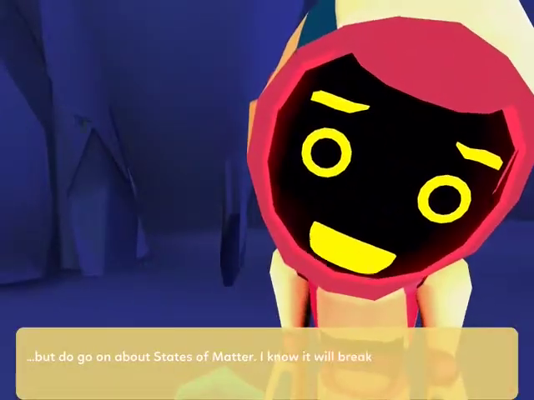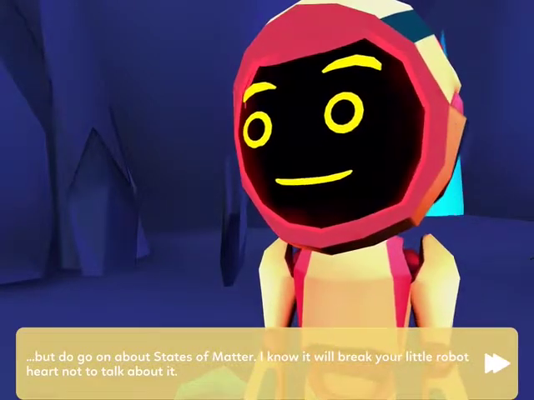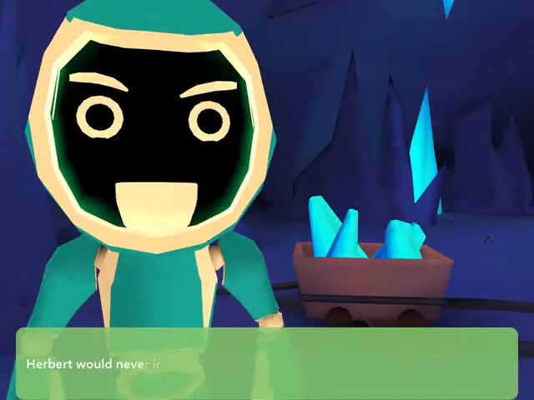But do go on about states of matter. I know it will break your little robot heart not to talk about it. Herbert would never insult me like that.